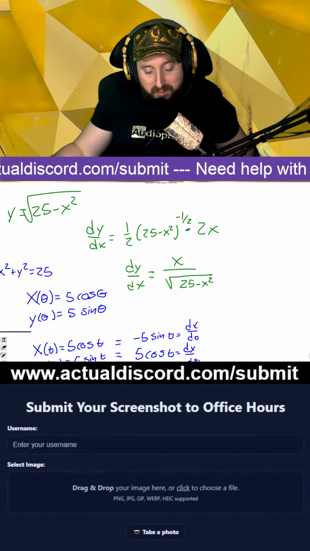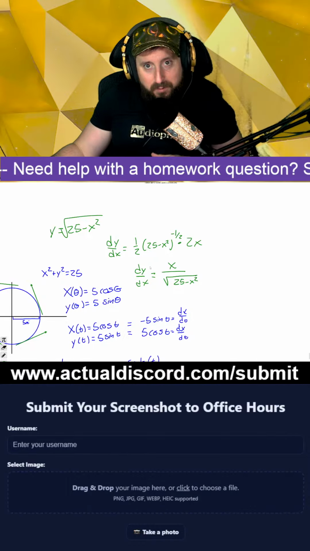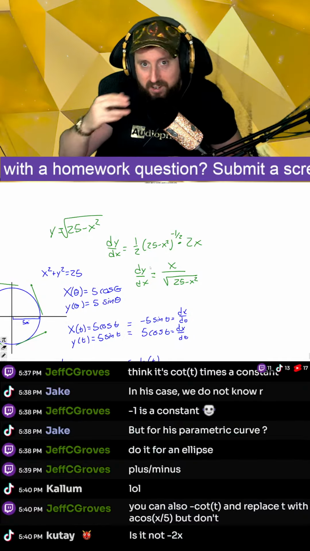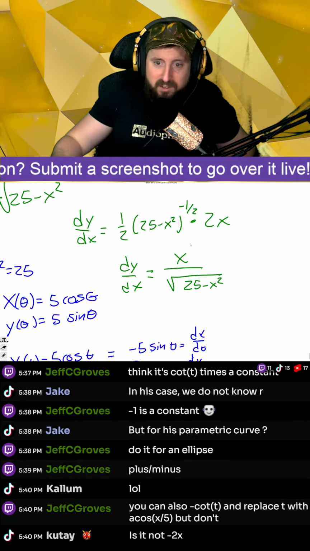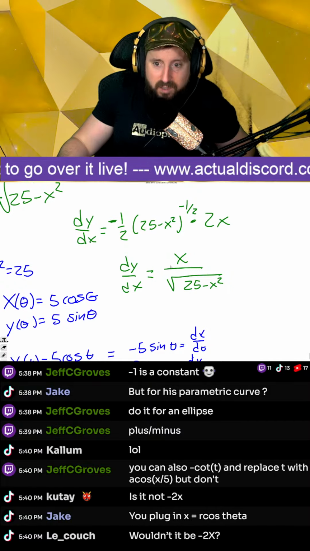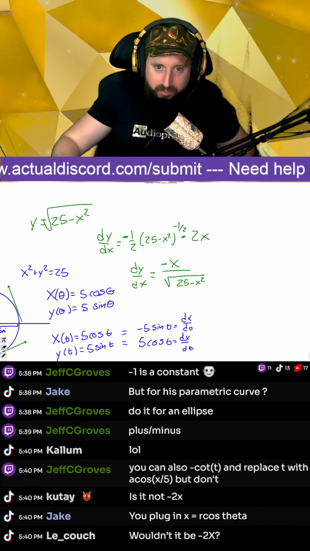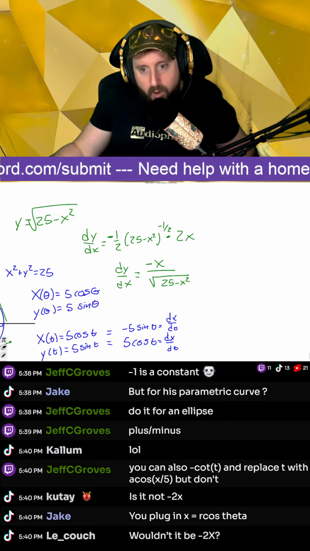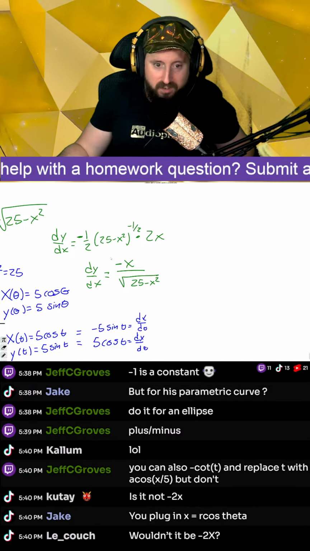Ooh, I think I see something really cool here, actually. You can also do negative cotangent t, but replace t with a cosine. It's not 2x, it's minus 2x, technically. Sorry. Thank you. Yes, exactly. Sorry, I forgot the minus here. Okay. So this is dy dx as a function of x, right?